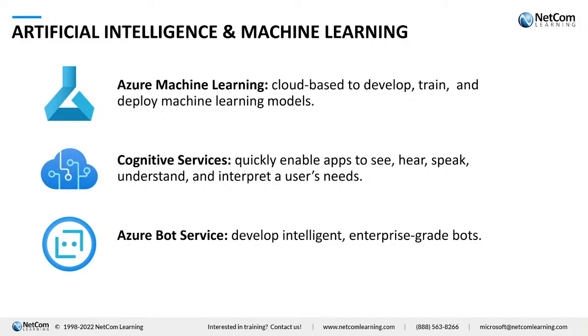As well as the machine learning components, there's also cognitive services. And those cognitive services allow for us to quickly enable the different types of apps so that we can see, hear, speak, understand, and interpret a user's needs, okay? So the big craze the last few years is the creation of bots, right? Everybody needs a bot on their network. So when I go to a company's website and I start talking as a chat, the chat makes it sound like I'm talking to a real person.